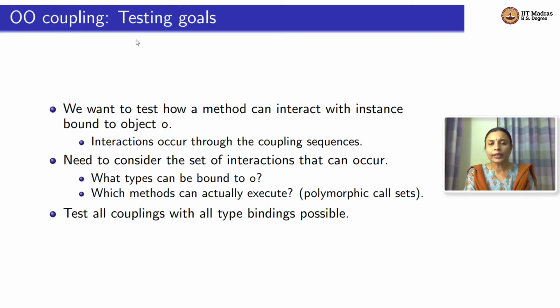Now let's define testing criteria for object-oriented coupling. We want to test how a method can interact with an instance bound to an object o. Interactions can occur obviously through coupling sequences. We consider the set of all interactions. What are the various types that can be bound to o? Which are the methods that can actually execute? Consider the entire polymorphic call set and test for all possible options with all possible bindings.